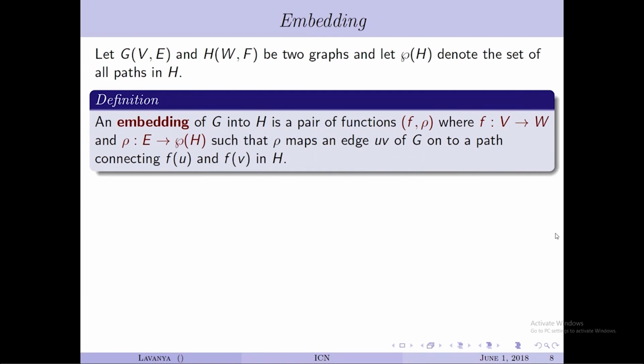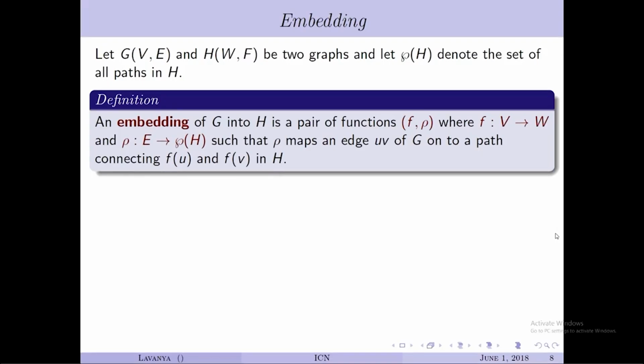So, about embedding, to formally define what I am talking about, the mapping that we are talking about is nothing but you have to find two functions f and rho, where f is a mapping from V to W and rho is a mapping from the edge set. Okay. The edge uv is getting mapped to a path connecting f of u and f of v. Okay. So, that is what your rho is going to say, because I might not be able to guarantee an edge to edge embedding, right.